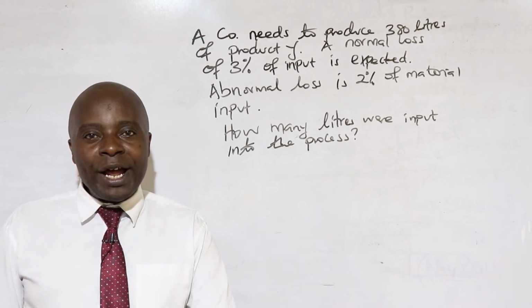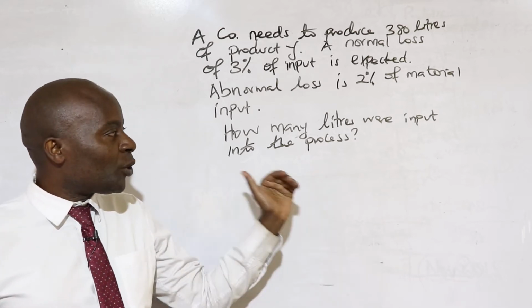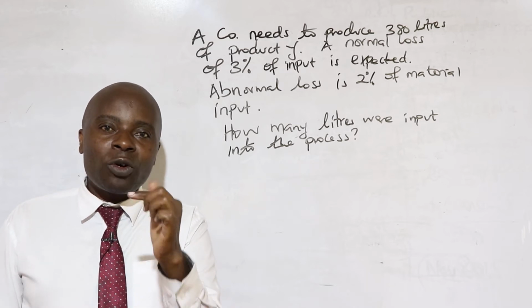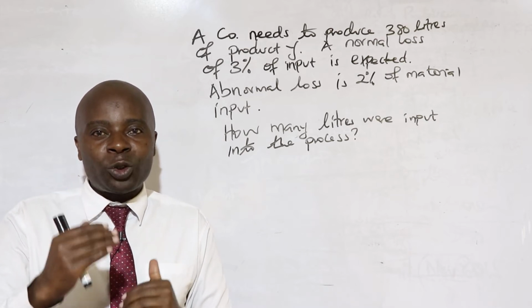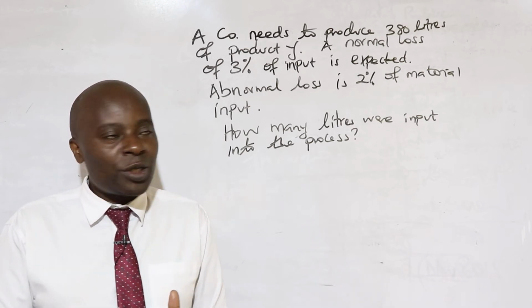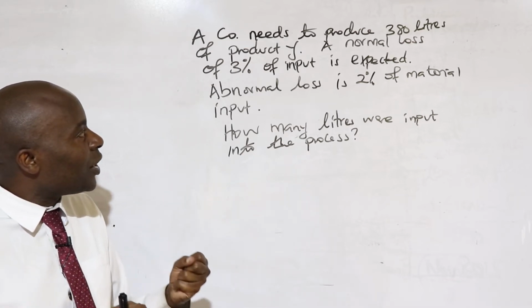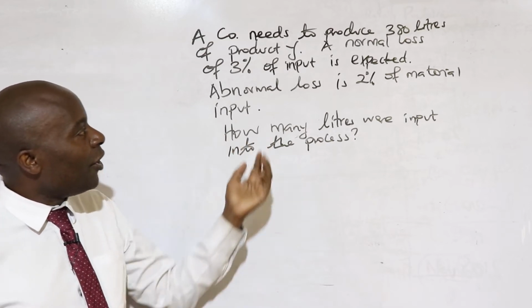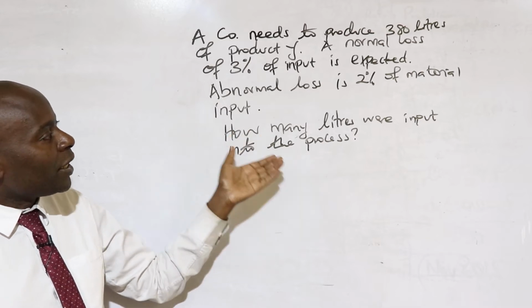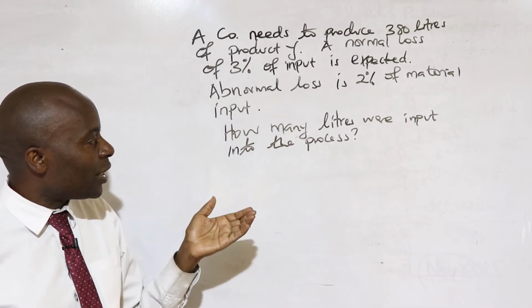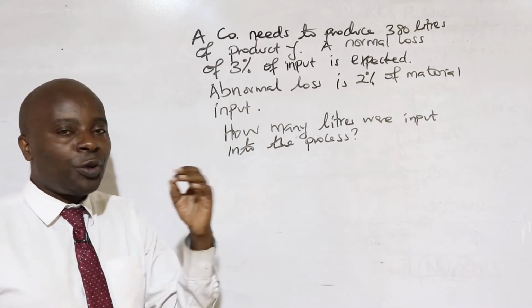My name is Dr. Joshua Aura, and today I would want us to look at process costing, a simple illustration which most of the times under management accounting of ACCA will fall under the multiple choice questions. So we are told here, a company needs to produce 380 liters of product Y. A normal loss of 3% of input is expected. Abnormal loss is 2% of material input. How many liters were input into the process?